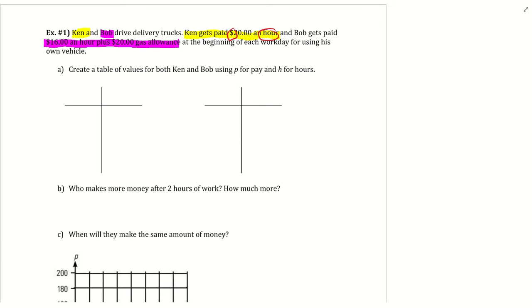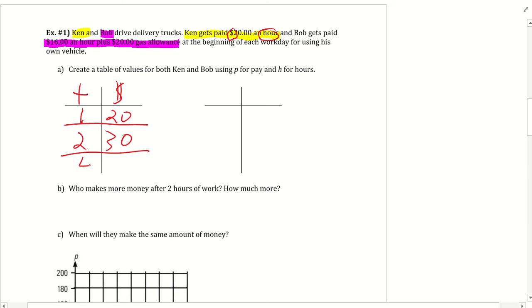So we'll go back to Ken, and we'll do Ken in red. What we'll input here, our independent variable was our time, and our dependent variable would definitely be our money. So if Ken works 1 hour, he would make $20. If he works 2 hours, he would make $30. And if he works 3 hours, he would, oh, wow, I made a mistake there. Let's erase that. That doesn't make sense, does it? All right, if he worked 2 hours, he would make $40. That's better. And if he worked 3 hours, he would make $60.